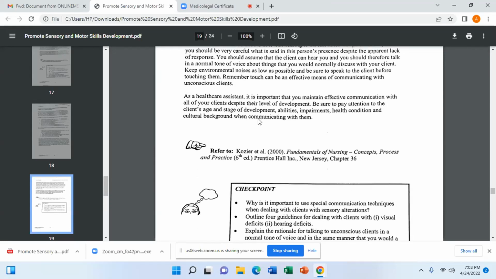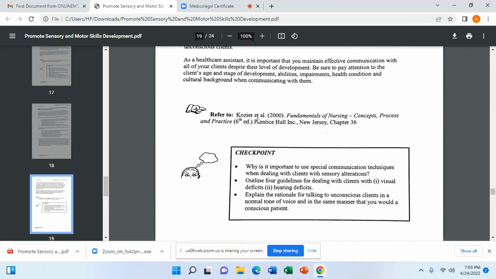All right. As a healthcare assistant, it is important that you maintain effective communication with all of your clients despite their level of development. Be sure to pay attention to the client's age and stage of development, abilities, impairment, health conditions, and cultural background when communicating with them. All right.